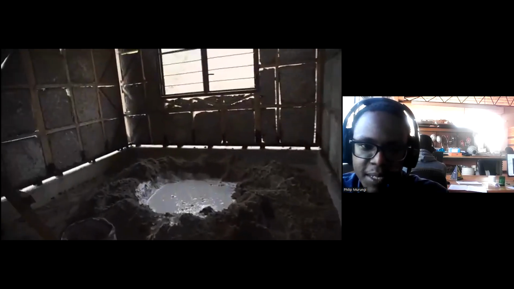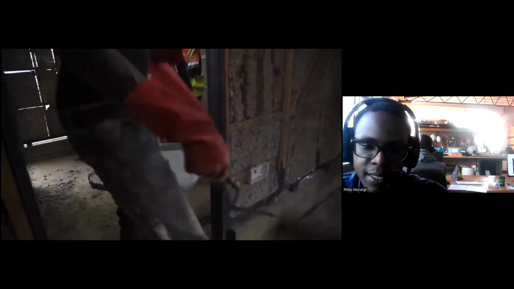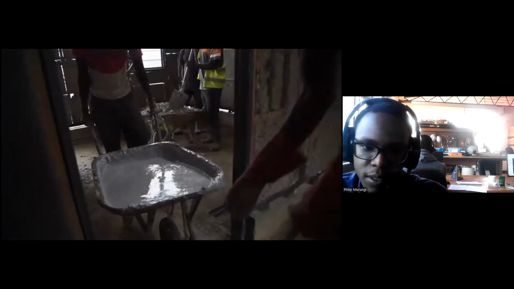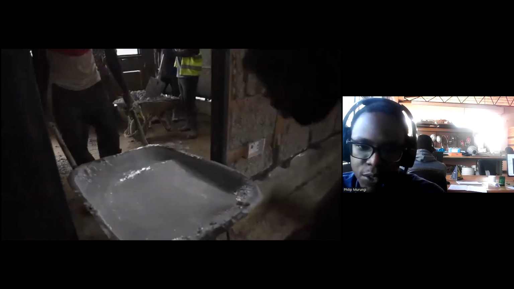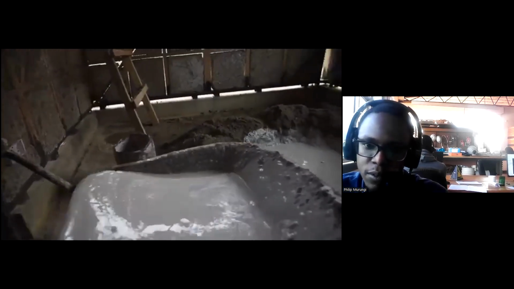So that's the mixing pit inside the house. And so here, this is the lime in the wheelbarrow. It's quite caustic, so you need gloves to handle it. It irritates the skin and actually causes it to peel off.